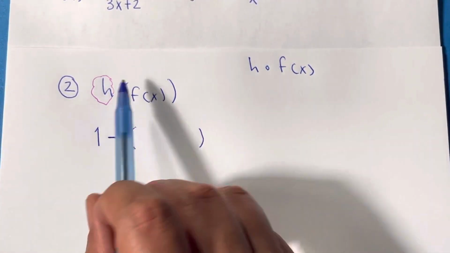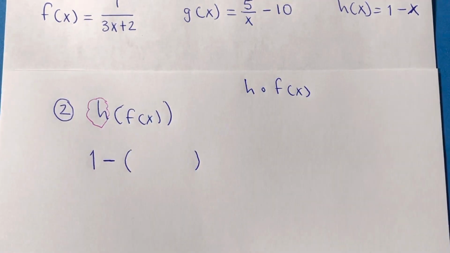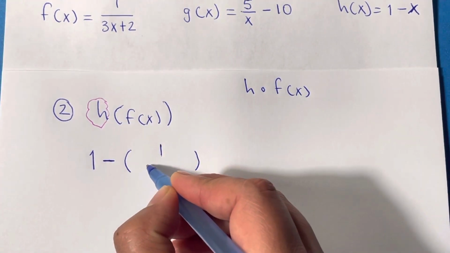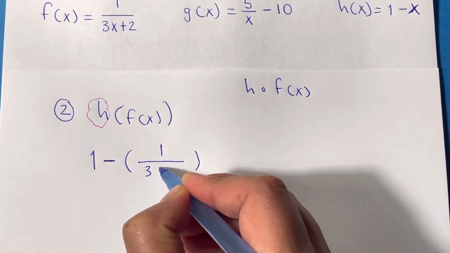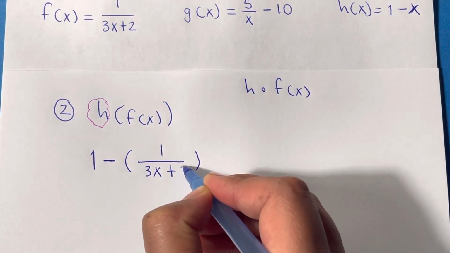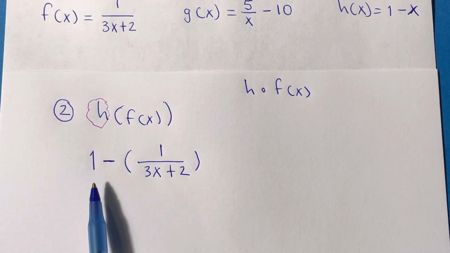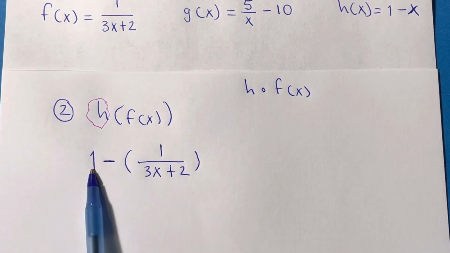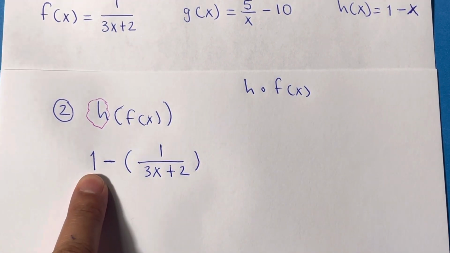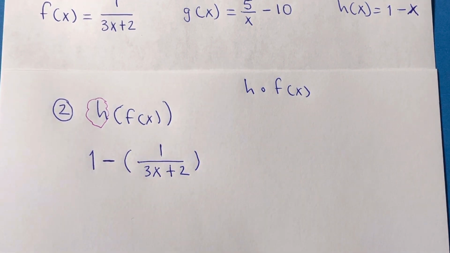So 1 minus, put the parenthesis instead, and you're going to insert f of x in there. So f of x is 1 over 3x plus 2. In here, we want to end with one rational expression, not 2 terms. And so, first of all, we need to find a common denominator.